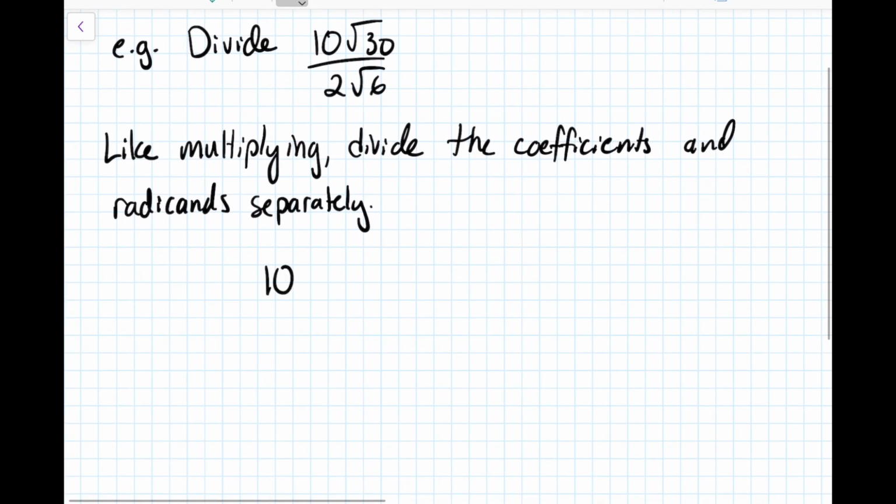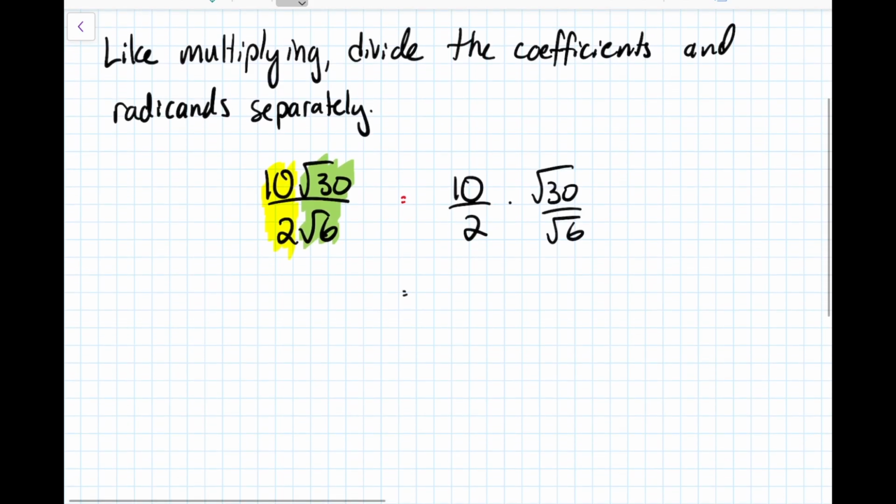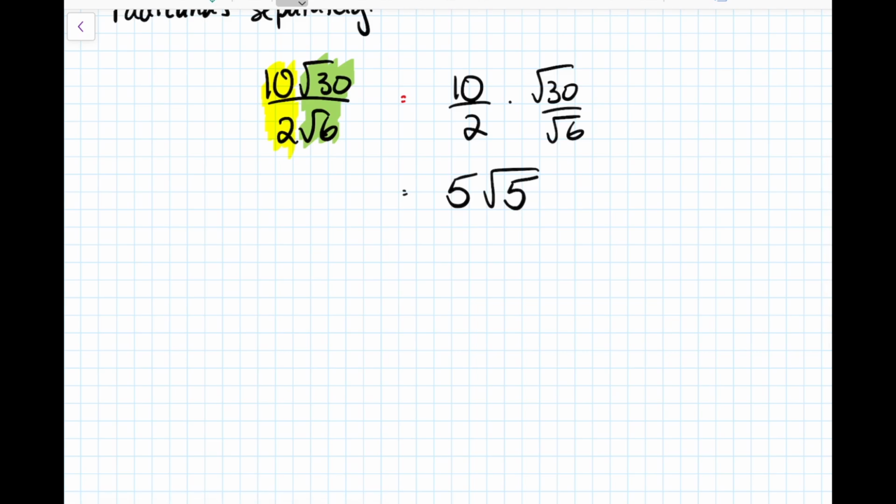So if I have 10 root 30 over 2 root 6, I'm basically just going to divide the 10 and the 2, and divide the root 30 and the root 6. You can think of this as splitting into two separate fractions, 10 over 2 and root 30 over root 6. You don't have to do this, but it's a clean way to think about it. So 10 over 2 gets us 5. Root 30 over root 6, we just divide the radicands. 30 divided by 6 also gets me 5. So we get 5 root 5. And that's done. And that's really how dividing works.